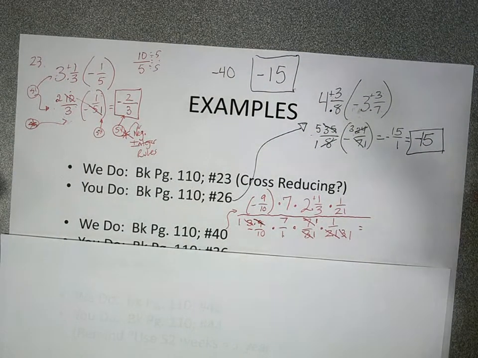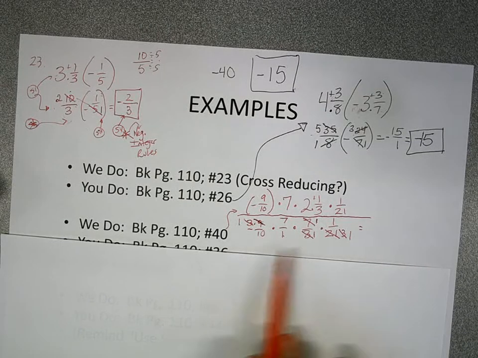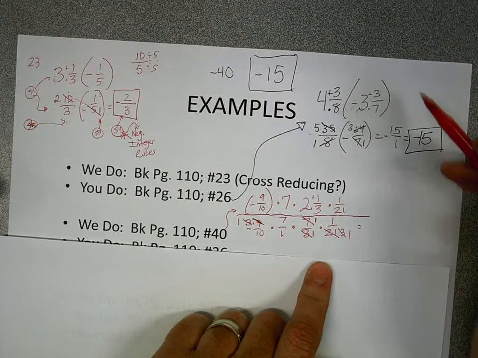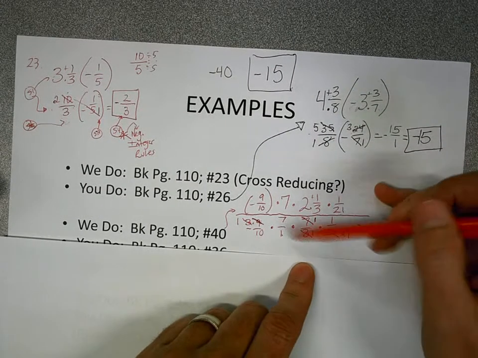Okay. And that is okay. We can skip around because it's all multiplication. The whole problem is multiplication, so I can do that. I can link each of the fractions together. So now, after I've cross-reduced, I'm going to go ahead and solve.